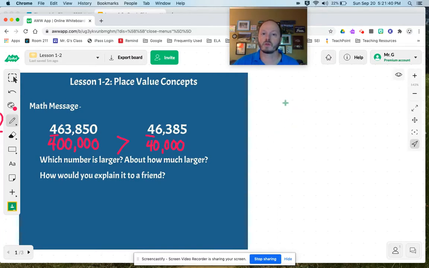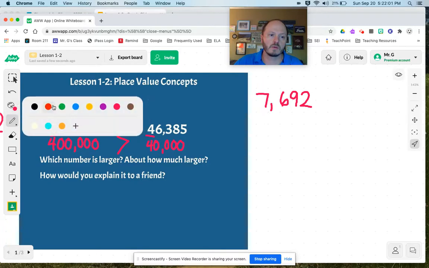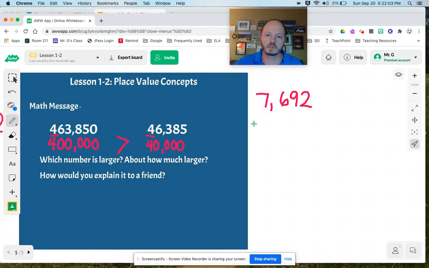So next, we're going to think about a new number. And it's a smaller number. It's only 7,692. Okay. But I want us to break down each place of the number. I want us to look at each place, and I want us to think about what their values are.